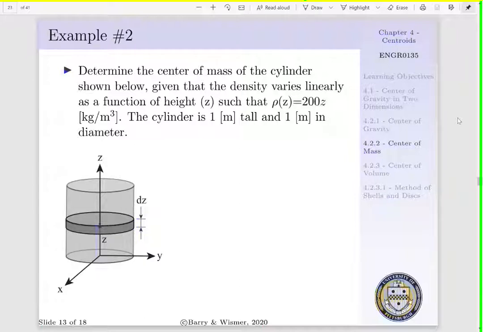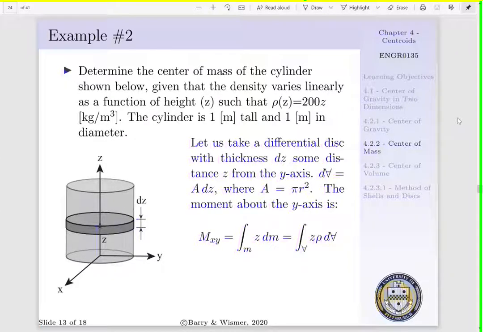Let us consider a situation where we have a cylinder shown below, and we want to determine our center of mass. Now, our density varies linearly as a function of height. That is, rho of z is equal to 200z. Now we're going to take the cylinder to be 1 meter tall and 1 meter in diameter. We are going to ignore significant digits for this problem.